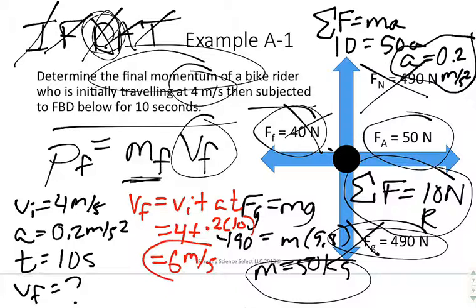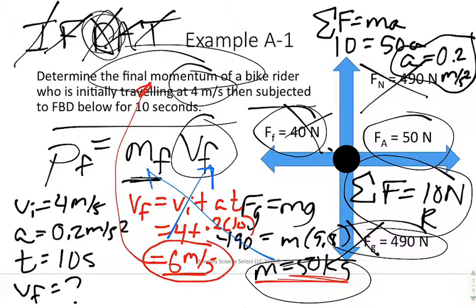But remember, this is not what you're looking for. You're trying to solve for the final momentum, which means you need to take the mass, which we conveniently have right there, and the velocity, which is right there, and plug them in to solve for momentum equals mass times velocity. So we plug our values in, and we get 50 times 6, which is 300 kilogram meters per second.